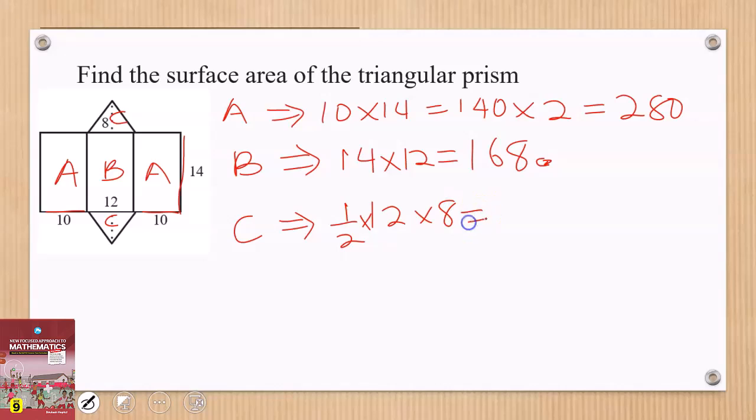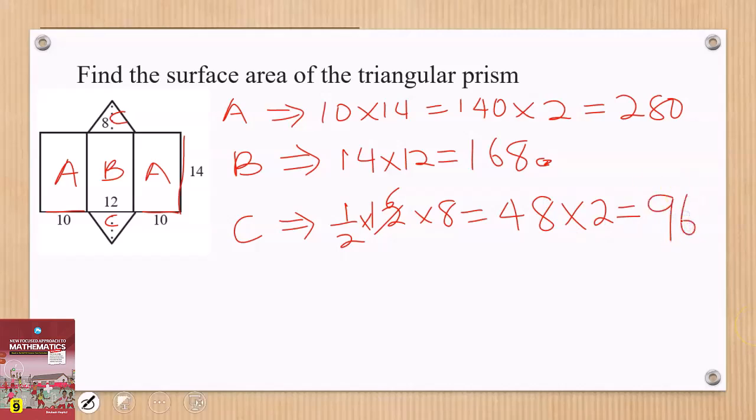So then that is 6 times 8, right? So 6 times 8, we know that is 48, and that one too is times 2, so that will give us 96.